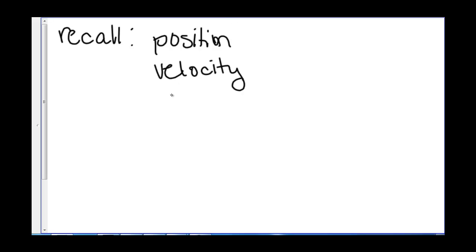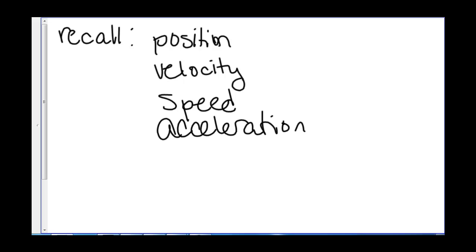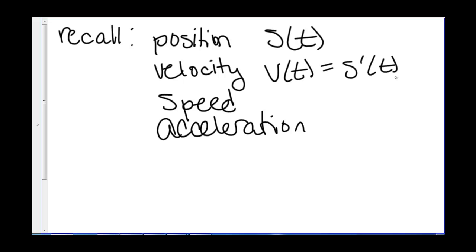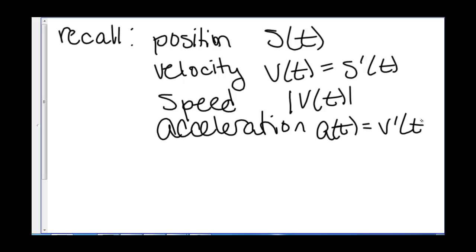In this section we'll be talking about motion in space. So first of all, let's recall from Calc 1 what we know about position, velocity, speed, and acceleration. If our position was s of t, then our velocity v of t was the derivative of s of t. The speed was the length of the velocity, and the acceleration a of t was either the derivative of the velocity or the second derivative of the position.